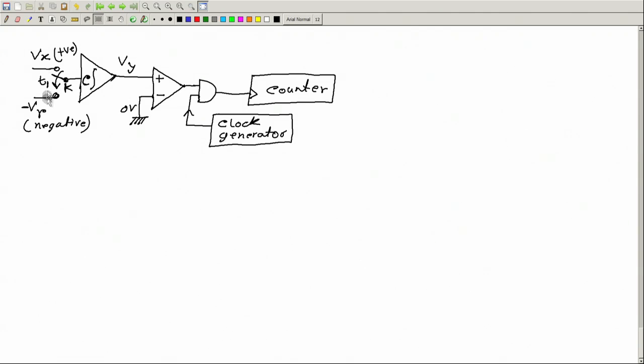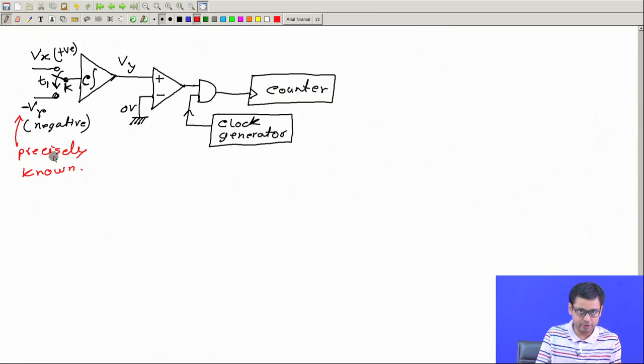So, we have two voltages. One is known, VR, this one is precisely known, or we assume that this is precisely known. If it is not precisely known, then we will have some error. This is the assumption. This is precisely known, this is unknown. Now, what do we do? We first connect this switch, this integrator, to the unknown, and then let this voltage increase for a fixed amount of time.